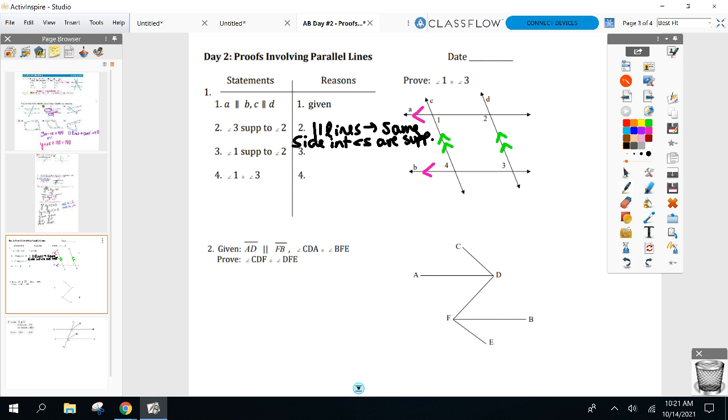So they're supplementary. So it's going to be the same reason. Parallel lines imply same side interior angles are supplementary.